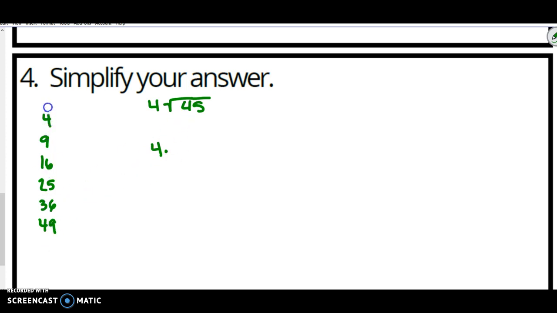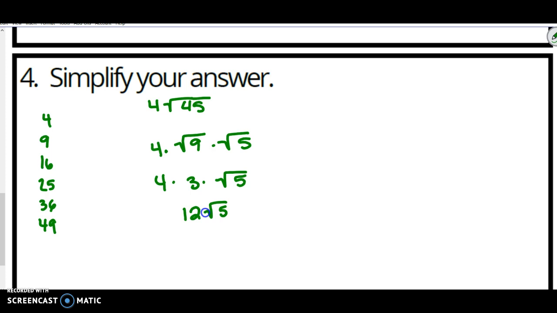Now I look at my perfect squares, starting from the largest and working my way down. So we have 36, nope. 25, nope. 16, nope. 9, woohoo. 45 is 9 times 5. So we will rewrite this as square root of 9 times the square root of 5. Well, 4 still stays 4. Square root of 9 is 3. And then we have the square root of 5. Then we have 4 times 3, because the outside terms get multiplied together, and that's 12. And then you have square root of 5, and that would be your answer.